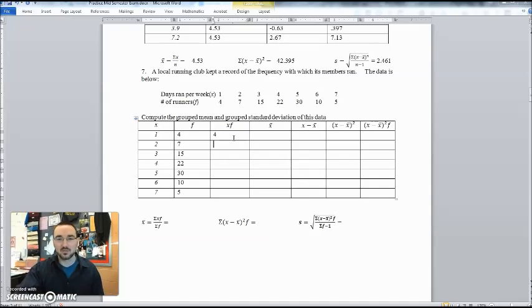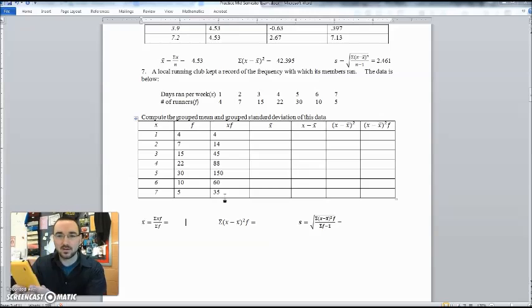We're going to use this column to calculate the mean from. So we got 4, 14, 45, 88, 150, 60, and 35. Now, to calculate the mean, we take x times f, which we already did, and sum up this column. When we sum all of it up and divide by f, the total number of frequencies, which is 93 in this case, we get our mean. So let's go ahead and sum those up.